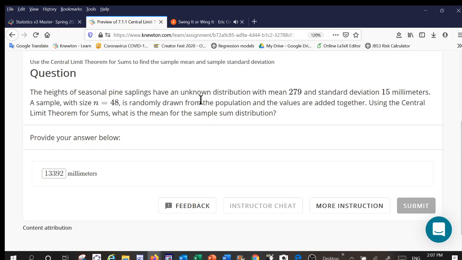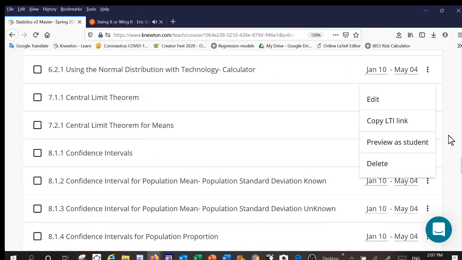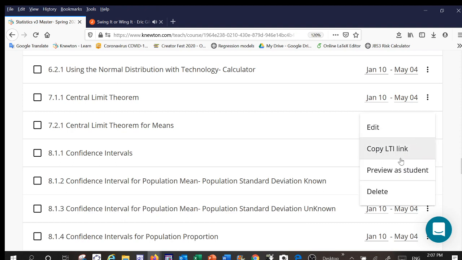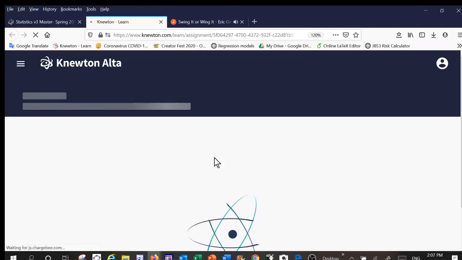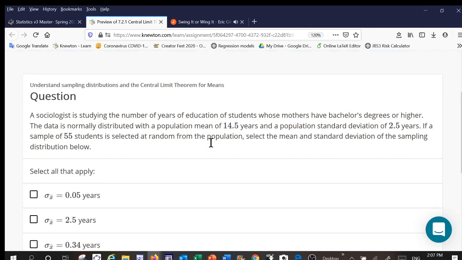All right. So let's do some problems from the other section, which is 7.2. So let's read the question first. What is it that we are asked to do? It says, select the mean and standard deviation of the sampling distribution below.